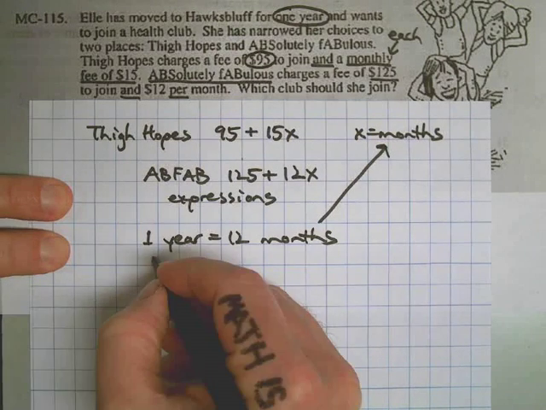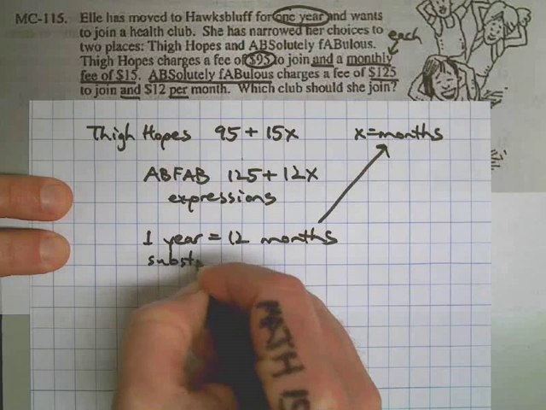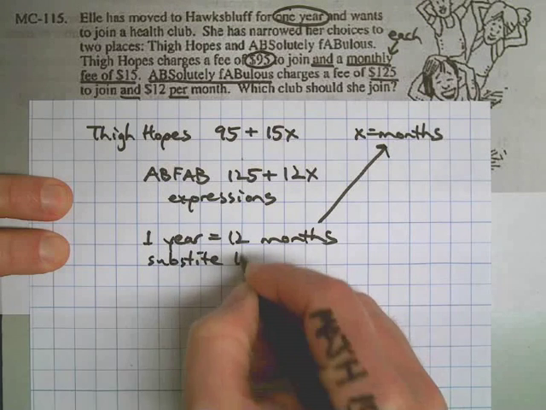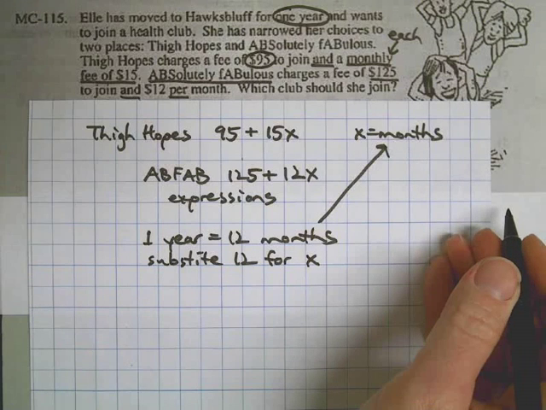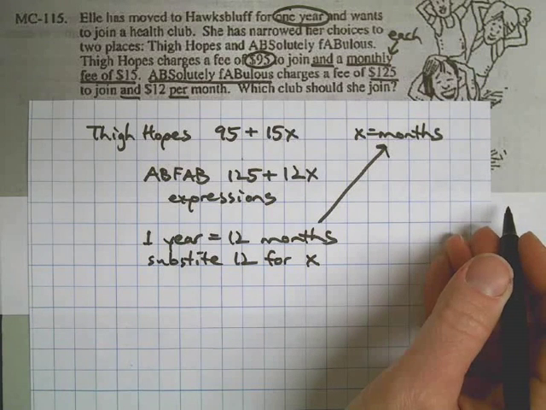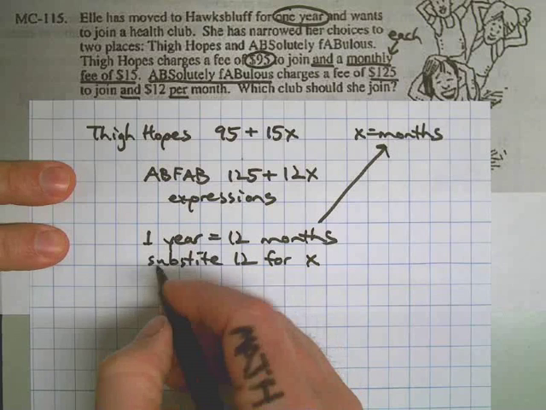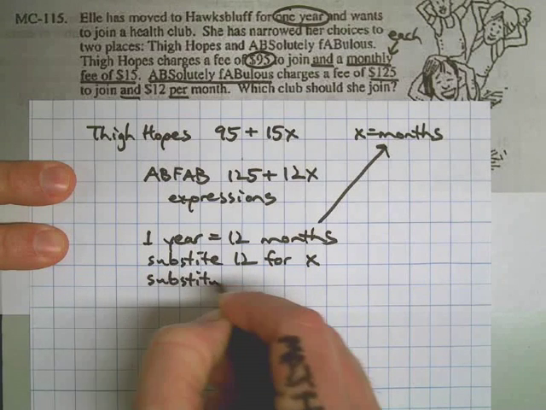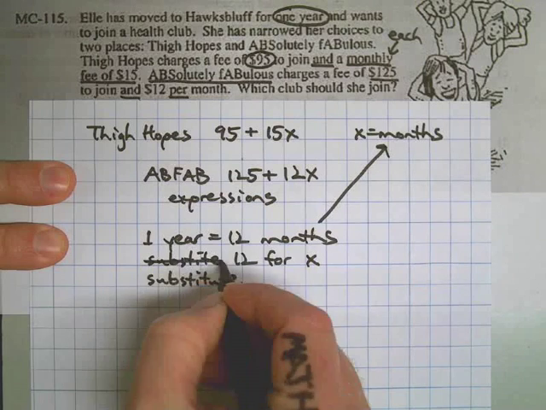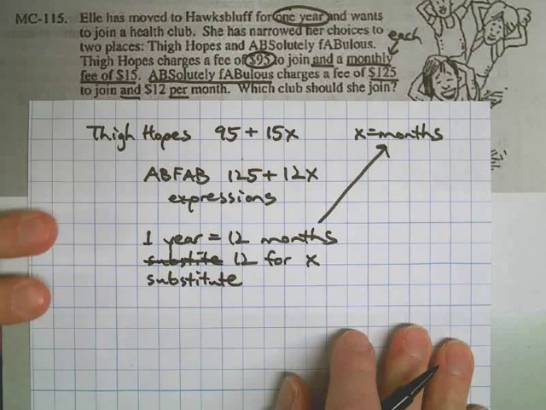All we need to do is substitute 12 for x, and this will give us the price of both clubs after 12 months, and then we can make a good decision. Look at that spelling mistake. Let me fix that. Whew, spelling counts all the time.